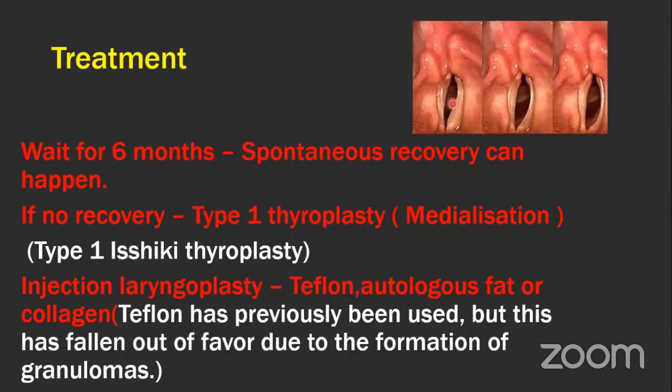So injection laryngoplasty, or injection to the affected vocal cord. You can use Teflon, autologous fat, or collagen. With Teflon, there is a high chance of formation of granulomas. So fat, collagen, or hyaluronic acid can all be used for injecting into the vocal cord. So type 1 Isshiki thyroplasty is the surgery of choice. Okay, so that is regarding unilateral vocal cord palsy.